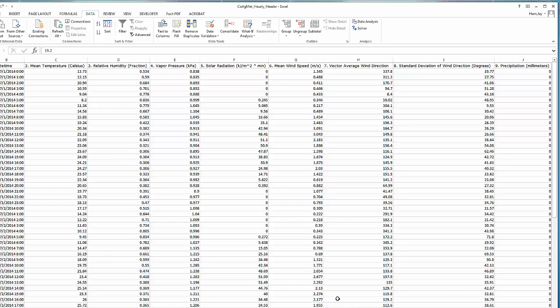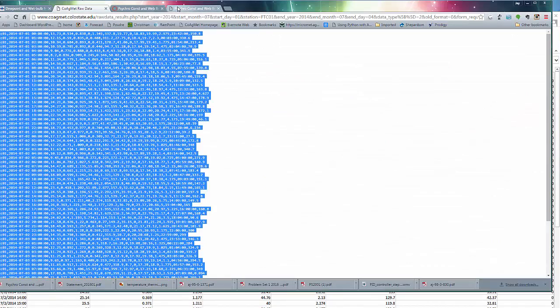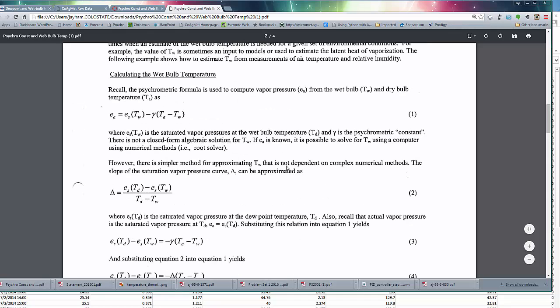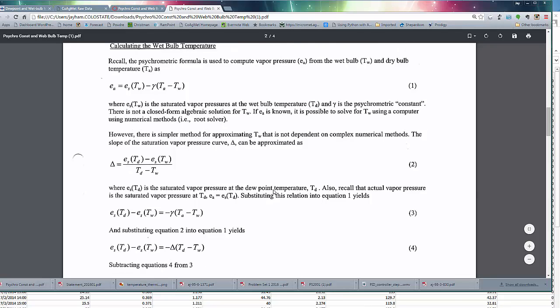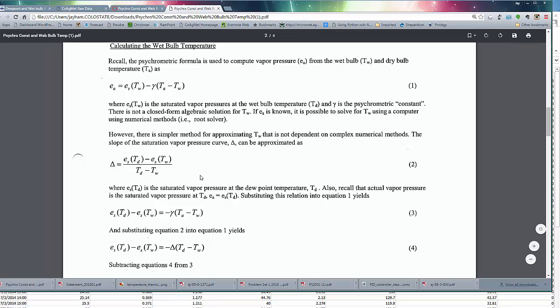the wet bulb. Okay, so the good way to start this is to take a quick look at the theory first. We had a handout on this called Calculating the Wet Bulb. We see the psychrometric formula here. What we do, I'm not going to go through it in detail, is use the definition of the slope of the saturation vapor curve at dew point and wet bulb location.